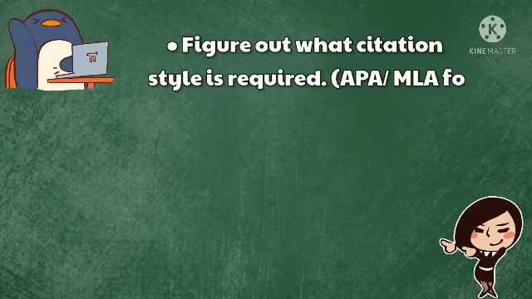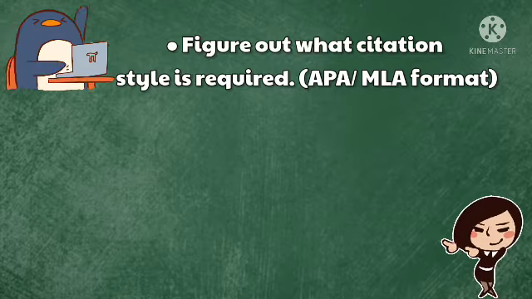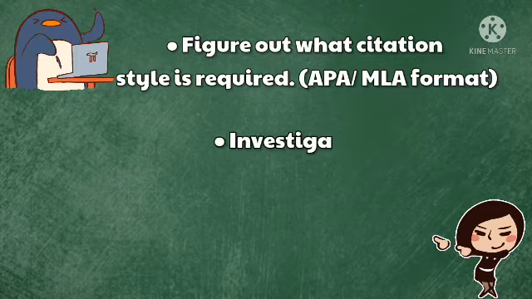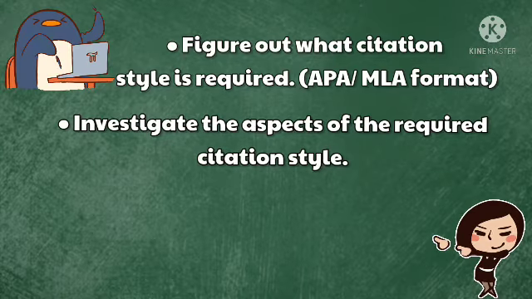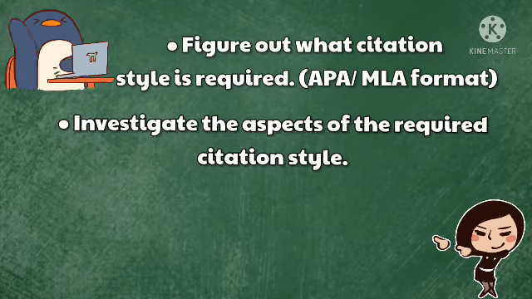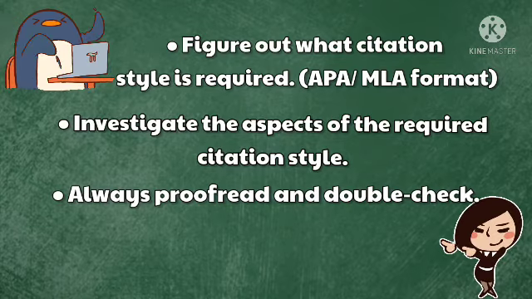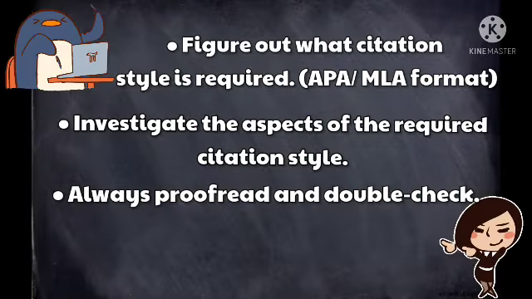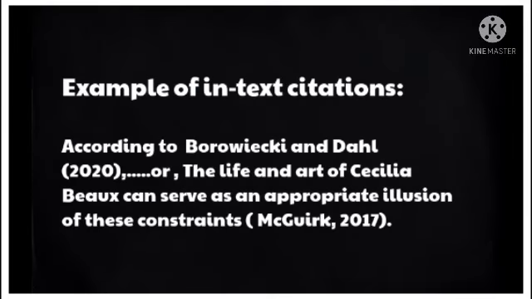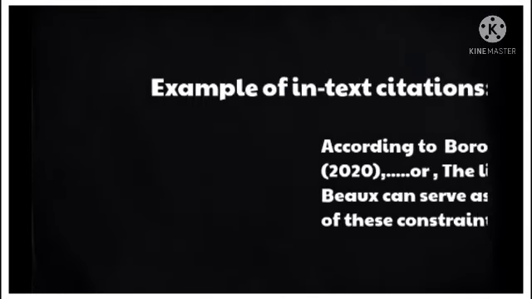How to format citations. Figure out what citation style is required. The most popular ones are MLA format and the APA style. Investigate the aspects of the required citation style. If you are unsure about something, ask your instructor or find a formatting manual. Always proofread and double-check. Ensure that your in-text citations and reference lists are neat and free of mistakes. See for yourself. Here is the example of in-text citations.